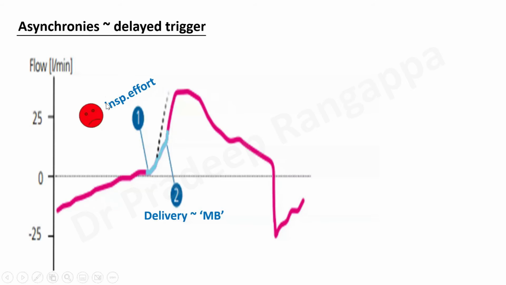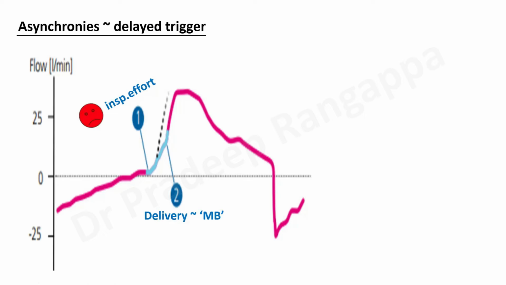So this is a delayed trigger. When I say delayed trigger, you saw this is the patient's inspiratory effort. With this inspiratory effort, there should have been a trigger and a mechanical breath provided by the ventilator. So there is a lag time between the patient's inspiratory effort and the delivery of the mechanical breath by the ventilator. So this is called delayed trigger.